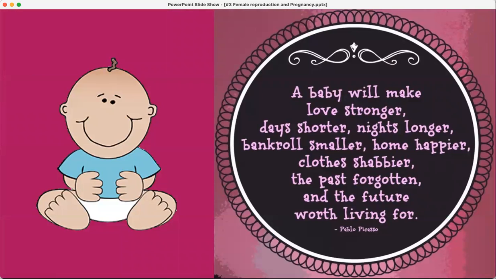So a baby will make love stronger, days shorter, nights longer, bankroll smaller, home happier, clothes shabbier, the past forgotten, and the future worth living for. That's on a good day.